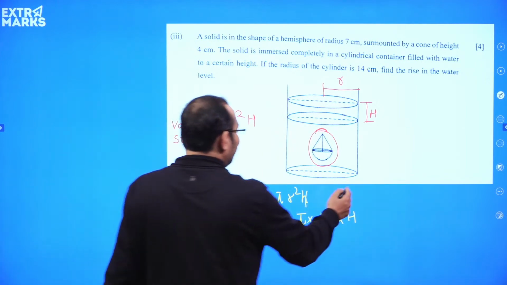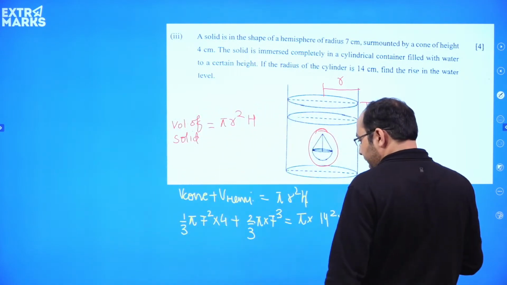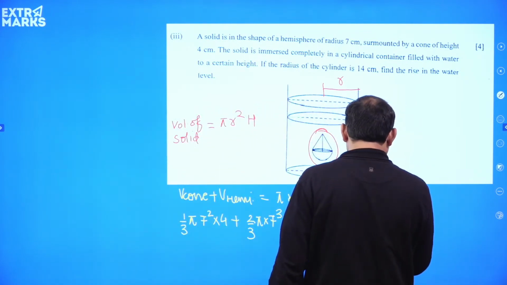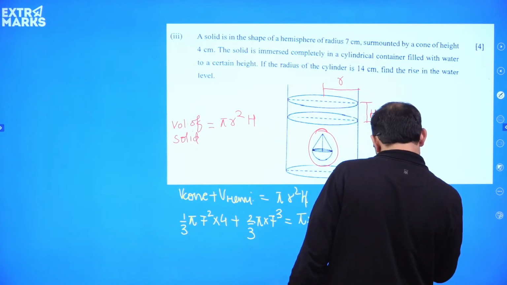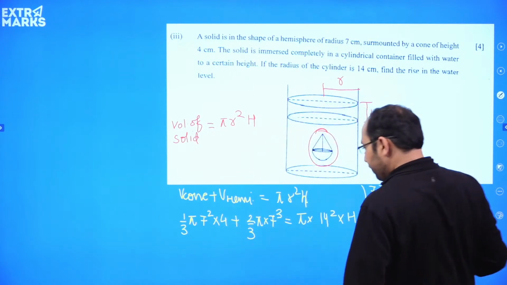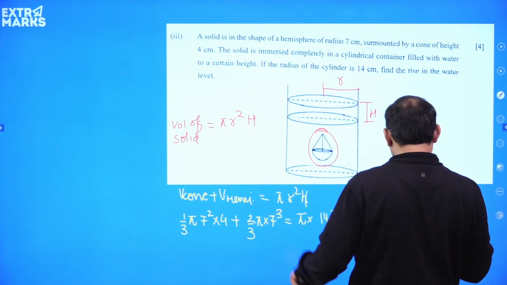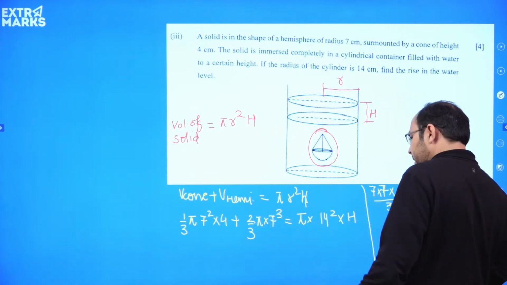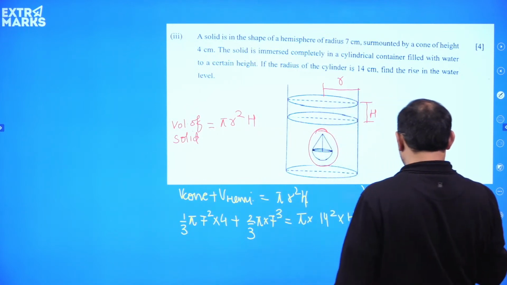So I will solve it for you, so don't worry. First thing, you can take common 7 square pi by 3. So 7 multiplied by 7 multiplied by pi divided by 3. This much can come out and inside we will be left with 4 plus 2 into 7, 14. If I am not wrong. Yes, pi by 3 gone, 7 square gone, so 14.